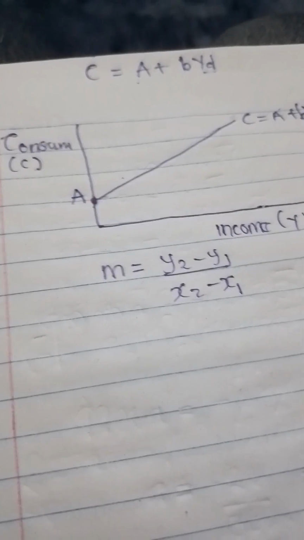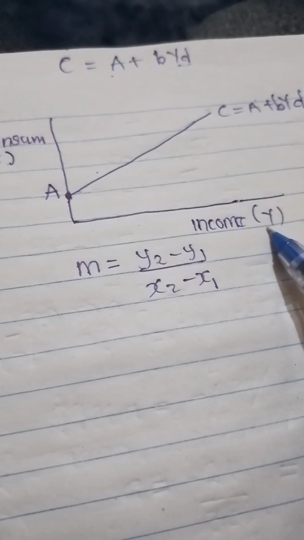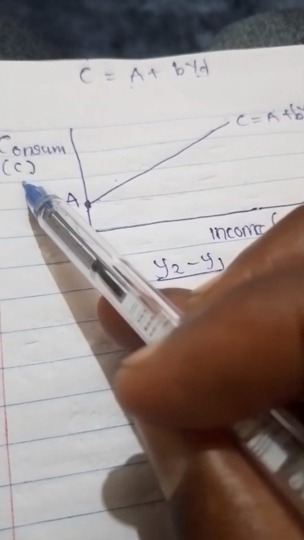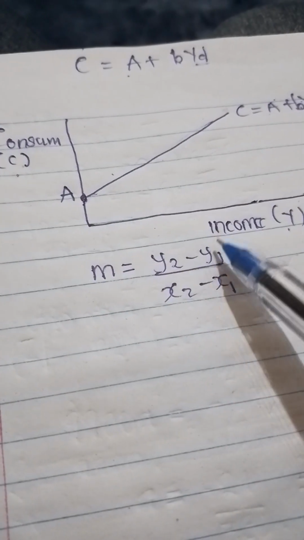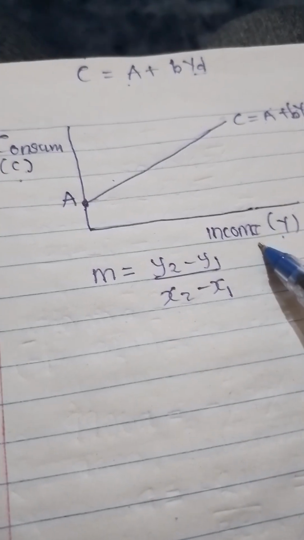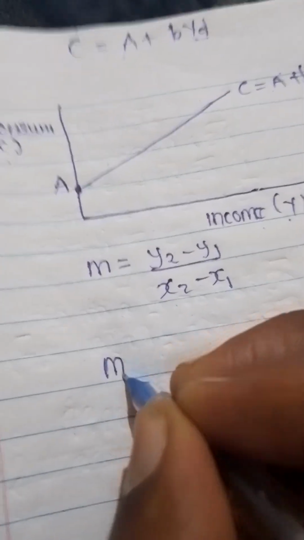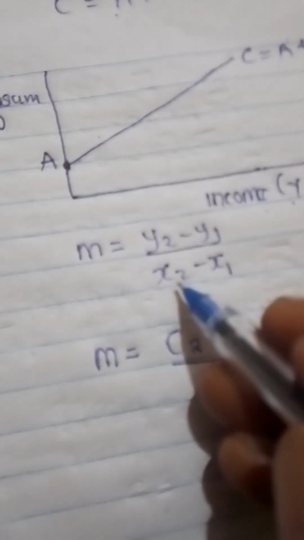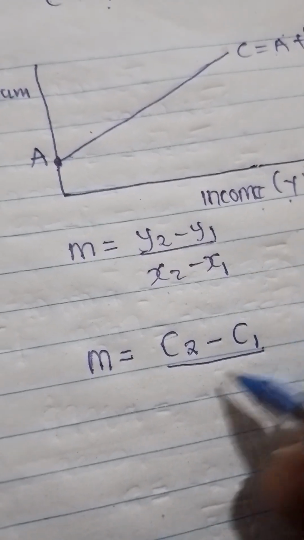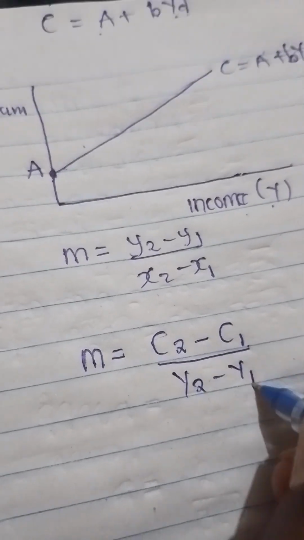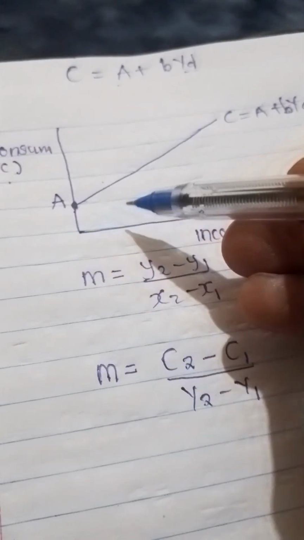Here we can just do a replacement. The consumption is being represented by C on the y-axis, and our income is being represented by Y on the x-axis. So where there's the y-axis we replace it with consumption, and where there's the x-axis, we replace it with income. So we're going to say M is equal to C2 minus C1, consumption 2 minus consumption 1, divided by Y2 minus Y1, where Y is income.